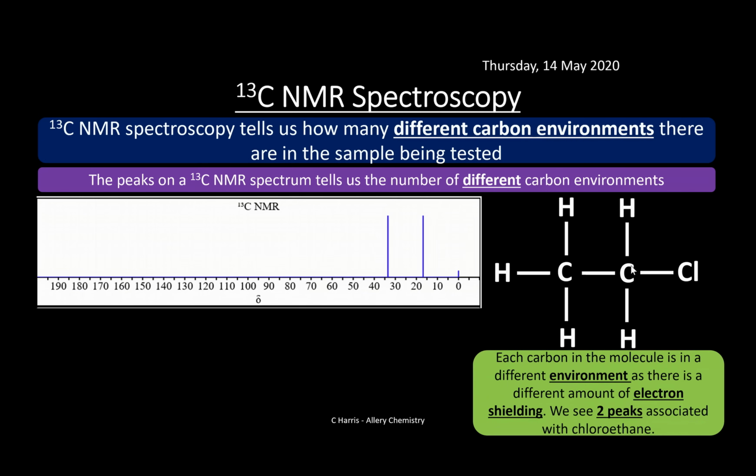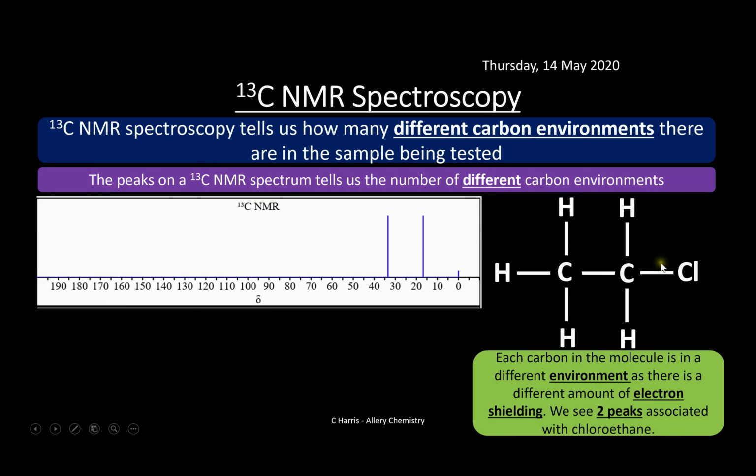Okay, so we have a carbon-13 spectrum here, and this is the spectrum of this molecule, which is chloroethane. Each carbon in the molecule is in a different environment. We'd seen something similar in the previous slide, but we had bromine on the end. So we know we've got two different environments here, and they have a different amount of electron shielding.